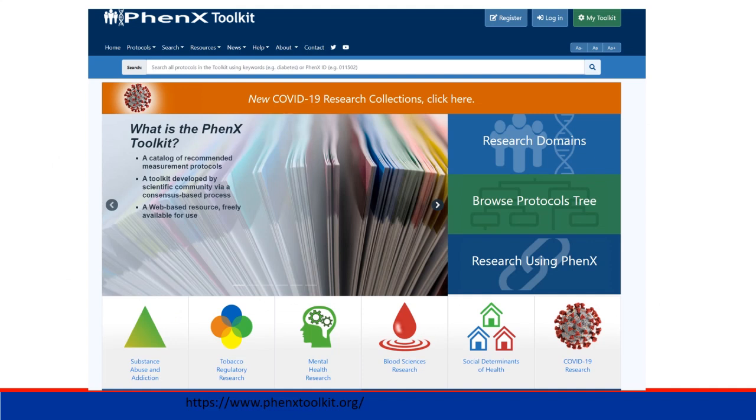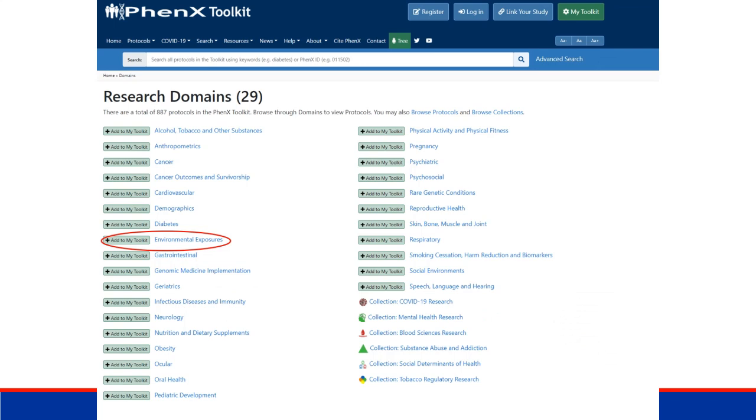We also spend some time talking about the FENEX Toolkit. This is available online. These are a number of instruments related to a number of different health-related measures. All the tools in the FENEX Toolkit have been vetted. They are available free. They are valid, reliable ways to measure different areas. One of the things we look at is the research domain entitled environmental exposure.